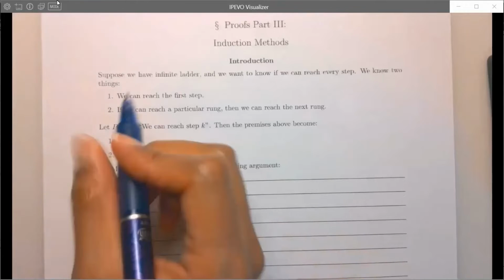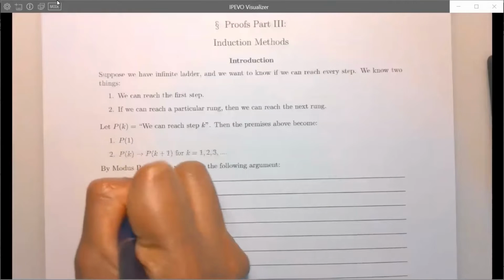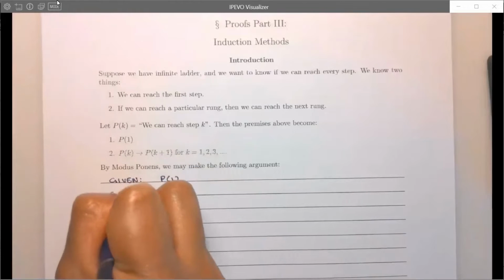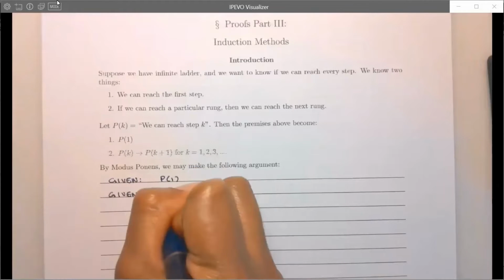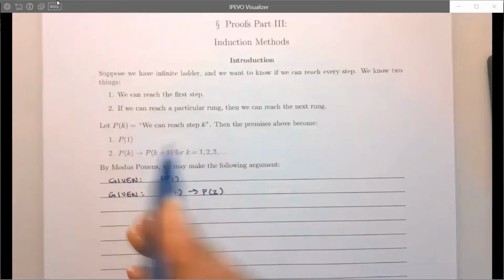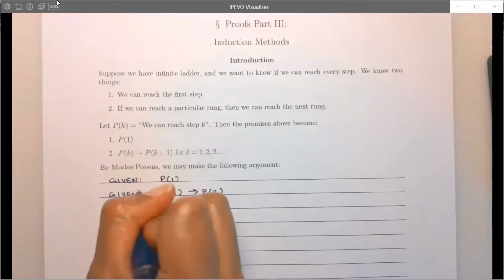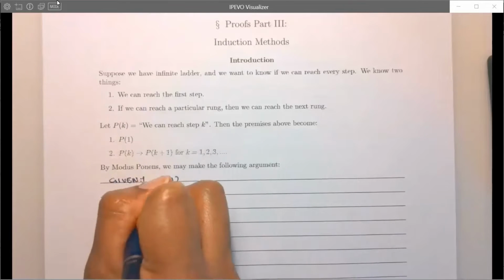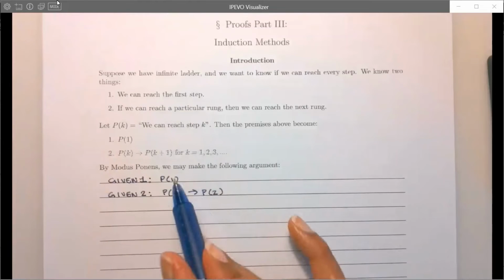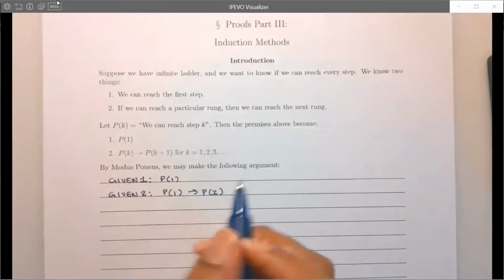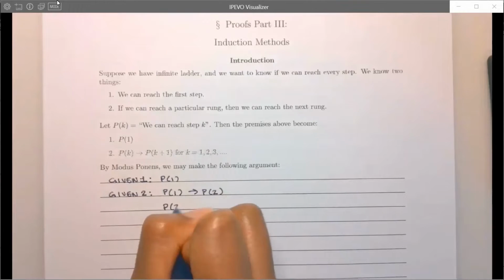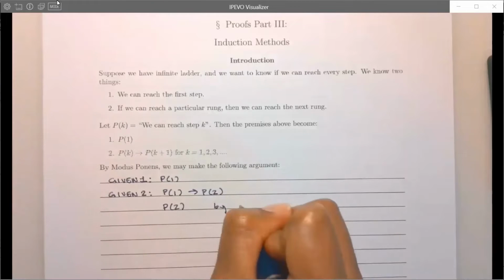So the argument that we might try to make then by modus ponens would be the following. As a given, we have P of 1. Also as a given, we have P of 1 implies P of 2, because this is by given 2. Let me go ahead and label it that way: given 1 and given 2. Then based on those two premises, if we apply modus ponens, we are going to come to the conclusion P of 2 by modus ponens.